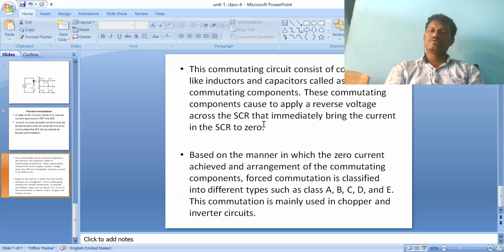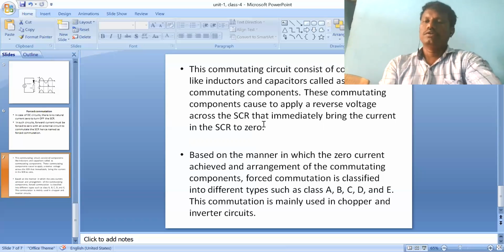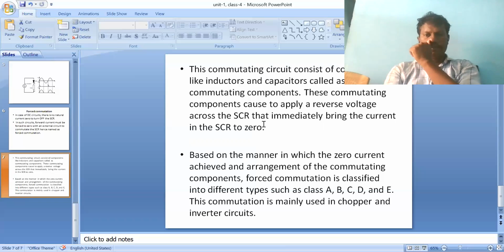That means when reverse voltage is present across the SCR, immediately the current in the SCR becomes zero. So it is the process of forced commutation. Forced commutation means circuits are separately connected. To form a circuit, the elements taken are inductor and capacitor. So these two elements are called commutating elements, and they are connected to the SCR.